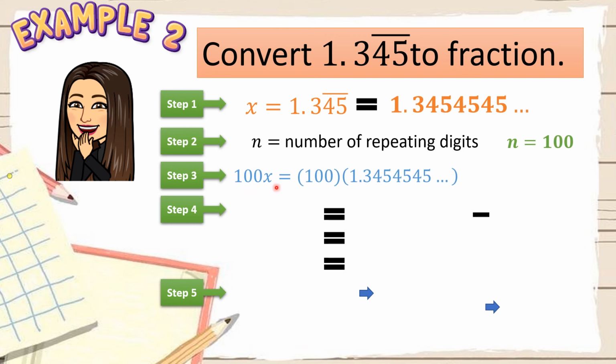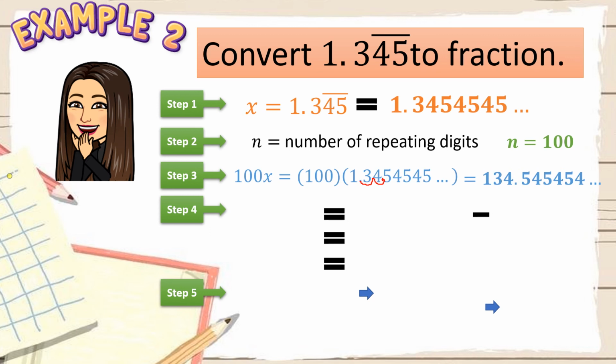Okay, so ibig sabihin po nito, we have to multiply. So copying 100, and the value of x is our repeating decimal. So we are going to move our decimal point 2 units going to the right. So as you can see, if we move our decimal point 2 units to the right, so 1, 2, this will be the place of your decimal point, that will now be equal to 134.545454, so on and so forth.